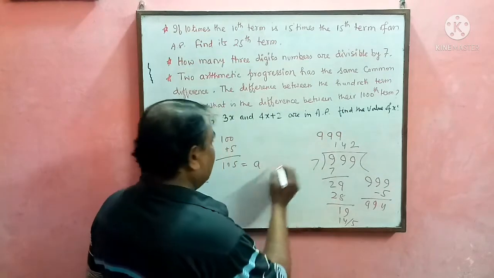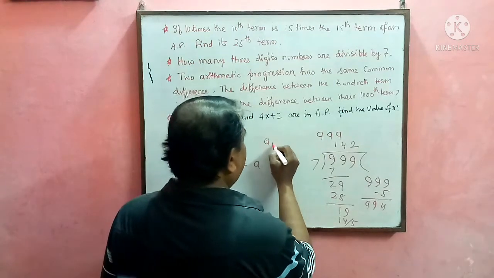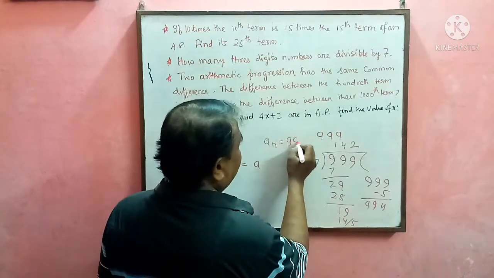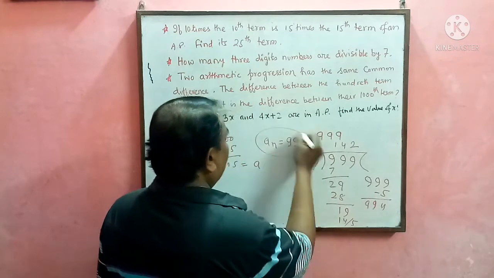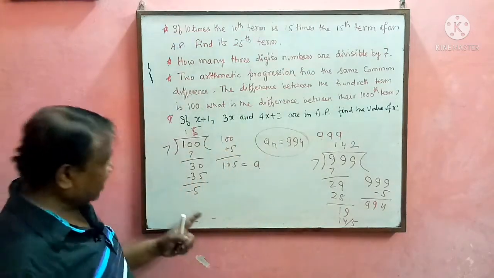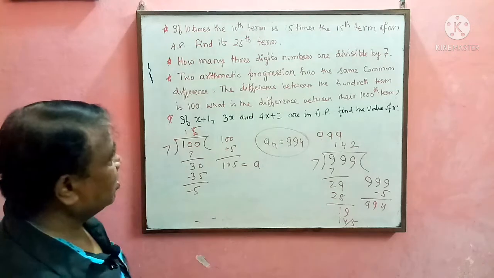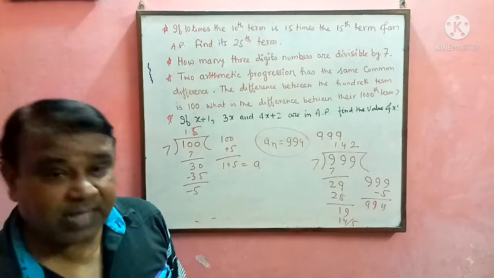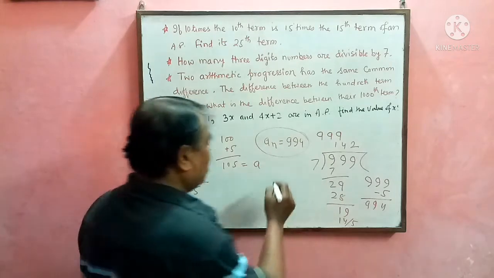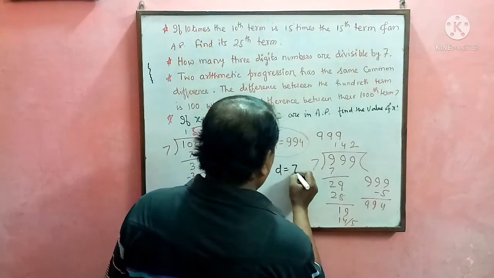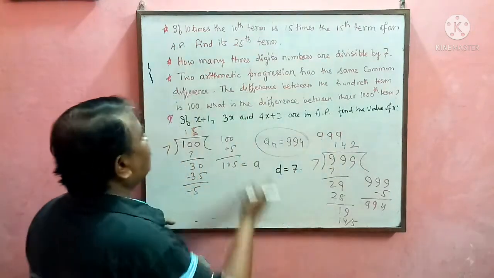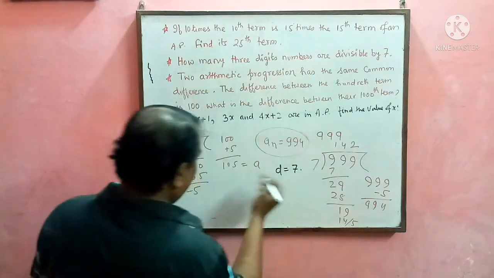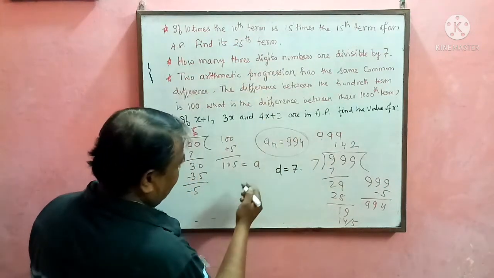So this is the nth term. So here an is equal to 994. And here you have the first term. And we know the common difference, since it is divisible by 7, so definitely d is also 7 here. So what we have to find out? How many terms are in the series? So let the number be n, we have already considered.